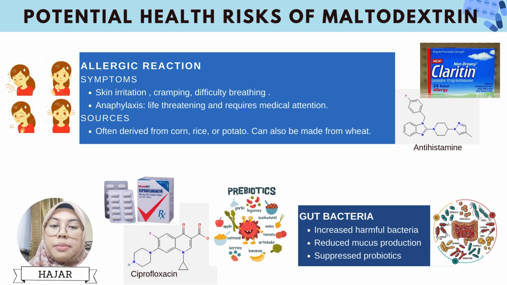Lastly, maltodextrin can affect the balance of gut bacteria, which can lead to increased harmful bacteria that can damage the intestine and increase the risk of inflammatory bowel diseases. It can also reduce mucus production and suppress the growth of probiotics, which are important for the immune system. Medication that can help with gut bacteria includes antibiotics, prebiotics, and a pill that contains bacteria from the gut. Antibiotics such as ciprofloxacin can treat bacterial infections in many different parts of the body. And second is prebiotics, which are selectively fermented ingredients that can change the composition of the gastrointestinal microbiota.